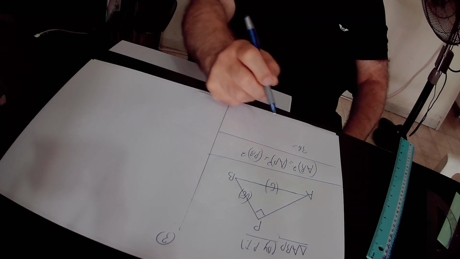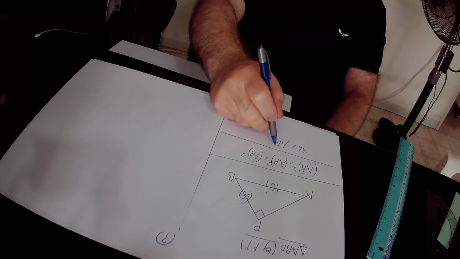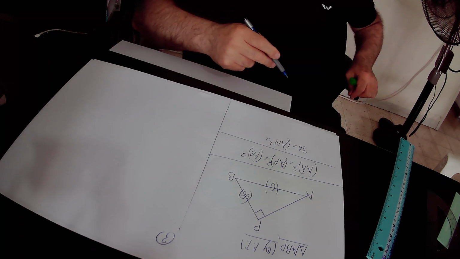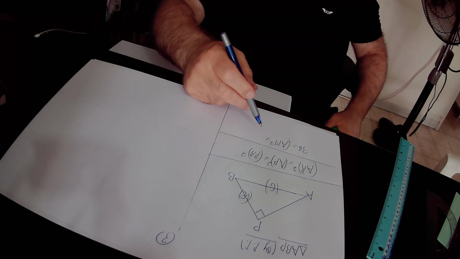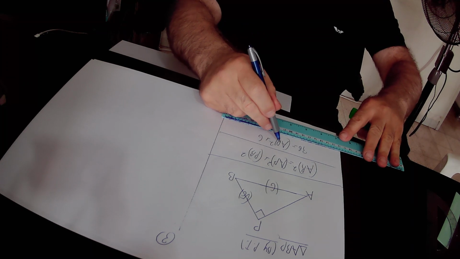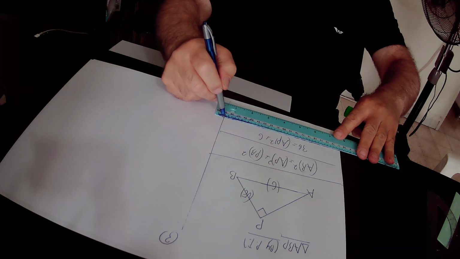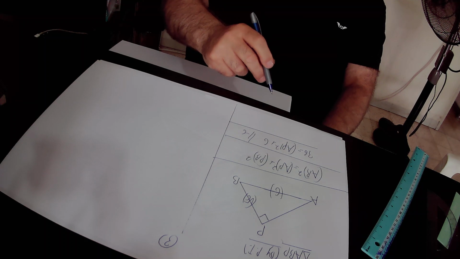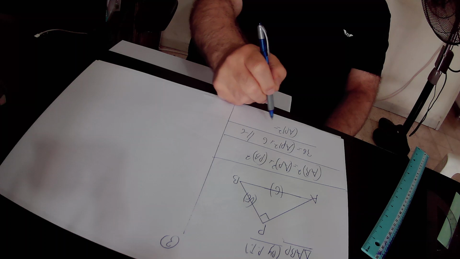So 36 equals AP squared. AP is the missing side, so we leave it as it is, plus PB squared. PB equals the square root of 6, therefore PB squared is the square root of 6 squared, that is 6. So in total, according to the Pythagoras theorem, 36 equals AP squared plus 6. Here we subtract 6 from this equation, and we get that AP squared equals 36 minus 6, which is 30.